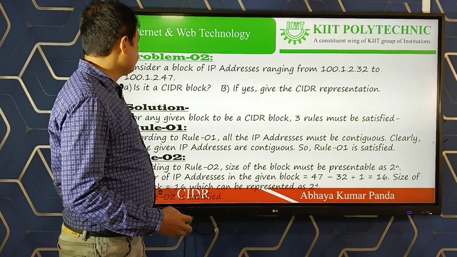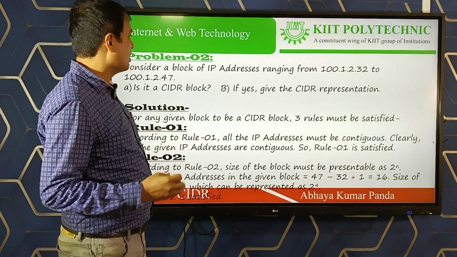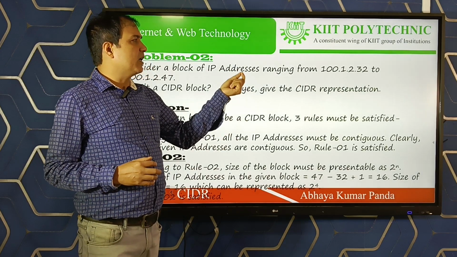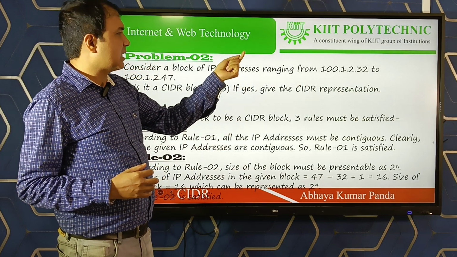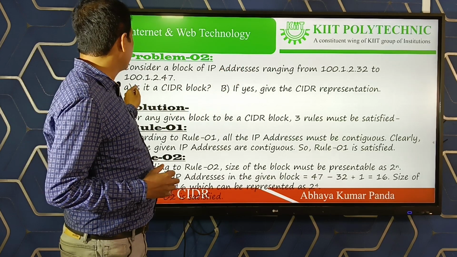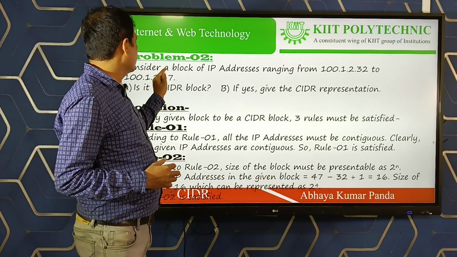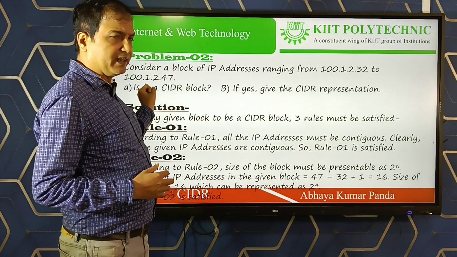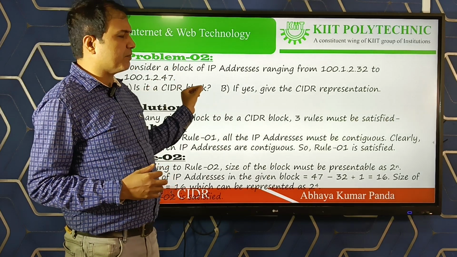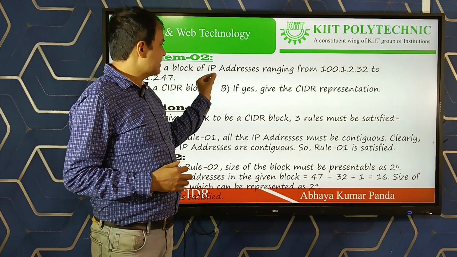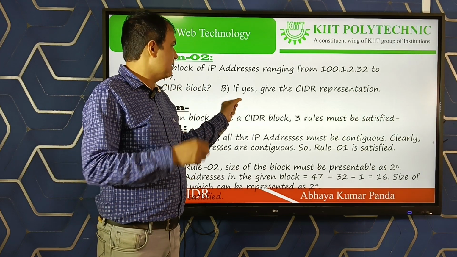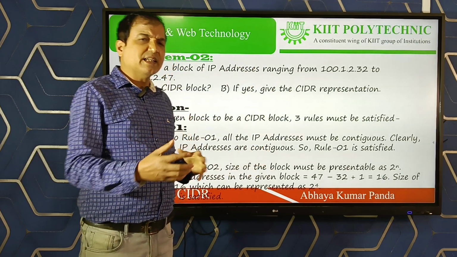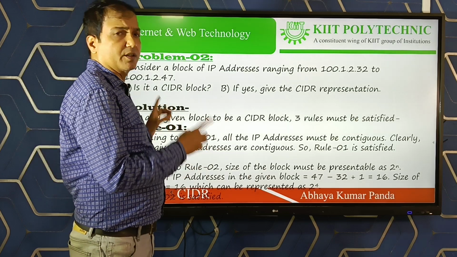Consider a block of IP addresses from 100.10.2.32 to 100.1.2.47. The range is given here. The first question is: is it a CIDR block? The second question is: if yes, give the CIDR representation. We will check whether it is a CIDR block or not.